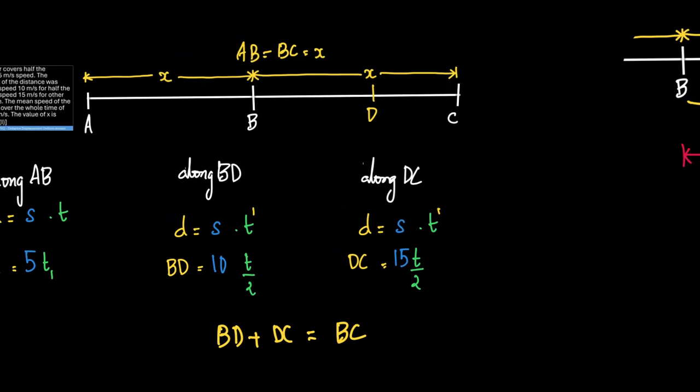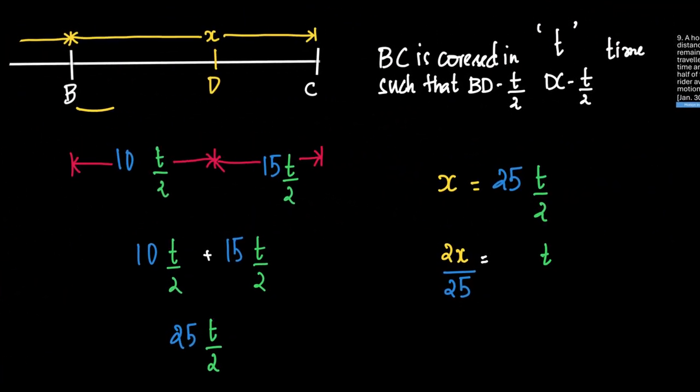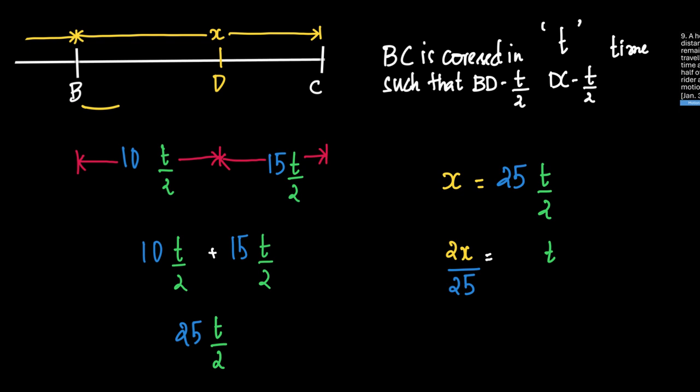Which means I can now say that this complete distance BC is covered in time t, such that BD is covered in t by 2 and DC is covered in t by 2, and therefore I can write BD plus DC as BC, right? So this complete distance can now be written as 10 into t by 2 plus 15 into t by 2. So I can take 10 plus 15 is 25. So we have 25 into t by 2. And what is this whole distance equal to? This whole distance is equal to BC. And what is BC equal to? BC is equal to x.